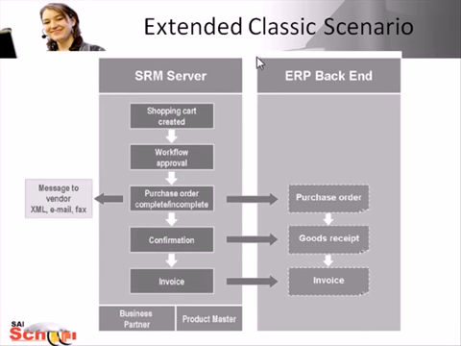system. In the extended classic scenario, the PO, the purchase order, is created locally within the SRM server. If the data in the shopping cart is insufficient to complete the purchase order, this data is supplemented manually within SRM before being transferred to the backend ERP system. The PO in SRM is the leading PO, so SRM is the leading system for the purchase order. And like before, goods receipts and invoices can be entered in the SRM server or in the backend ERP system.